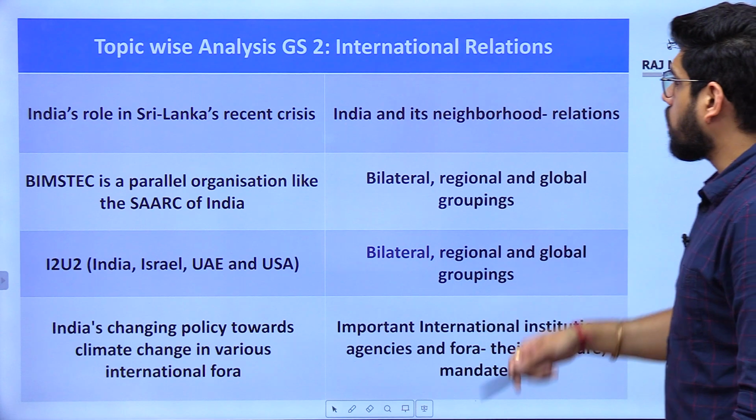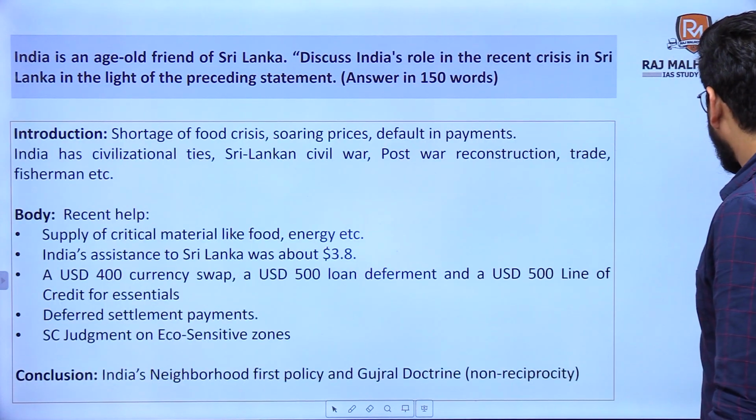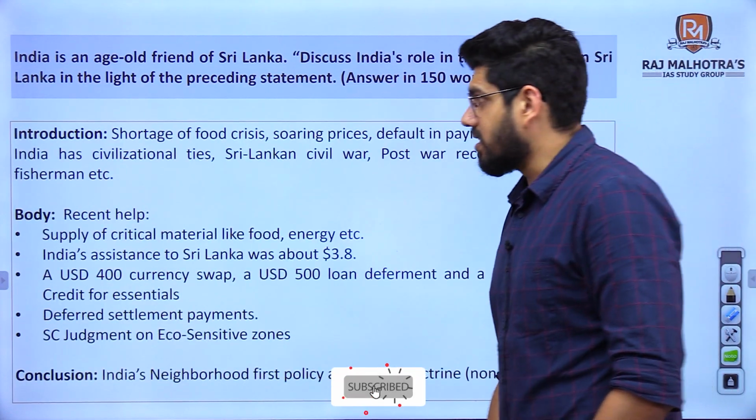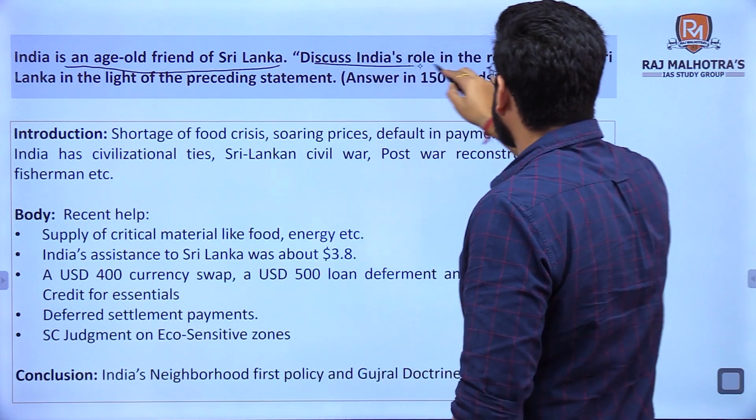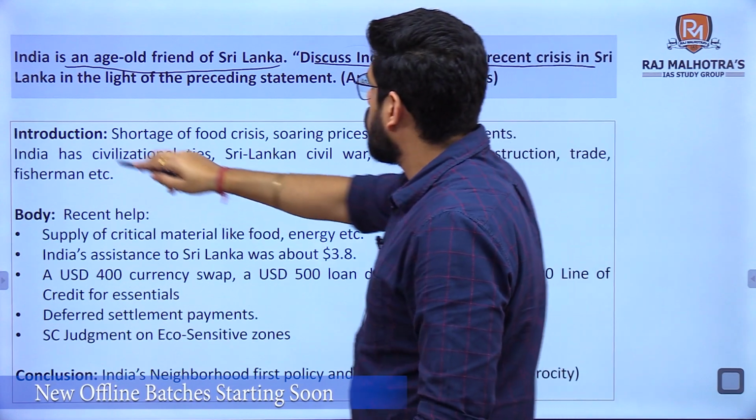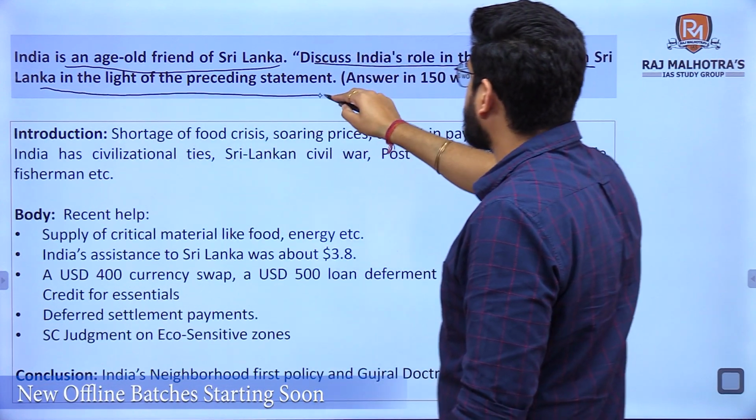So now let us talk about the first question that was related to India and Sri Lanka. The question goes like this: India is an age-old friend of Sri Lanka. Discuss India's role in the recent crisis of Sri Lanka in the light of the preceding statement.